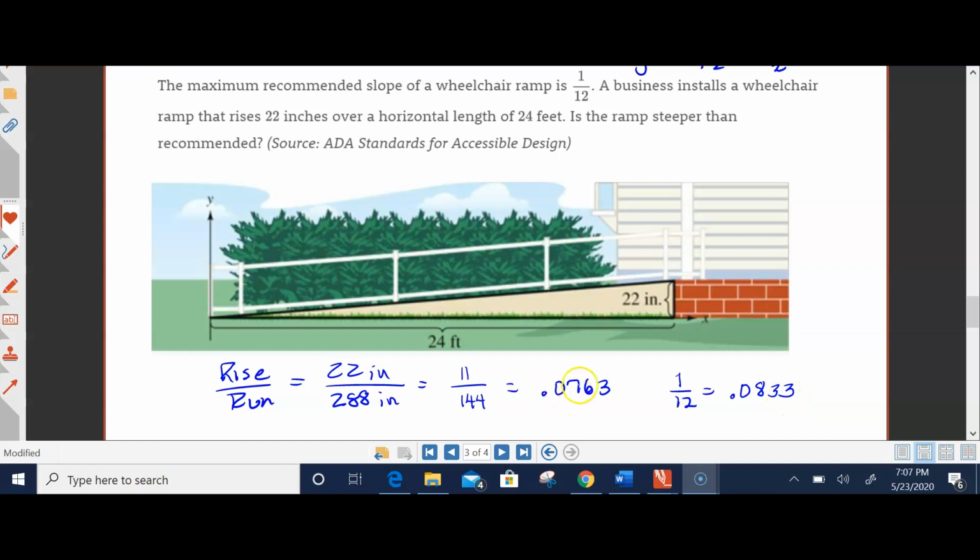So I'm going to compare the slope of this ramp to the slope that's recommended, and the ramp is not steeper than recommended. It is not a number higher than the 0.08. So 0.08 is what's recommended. This is less than that, so we would be good.